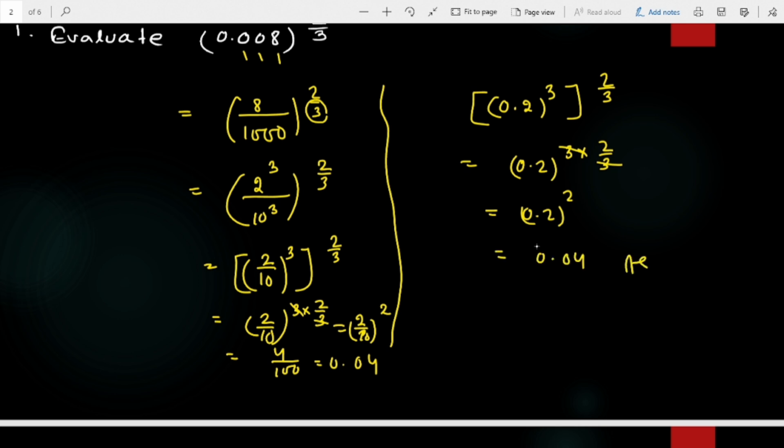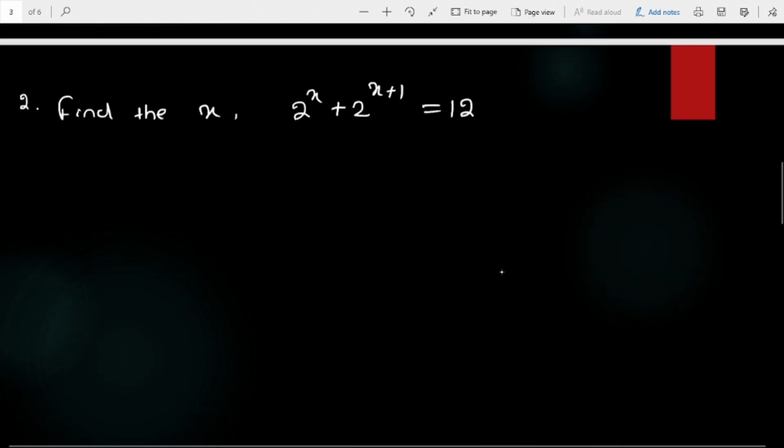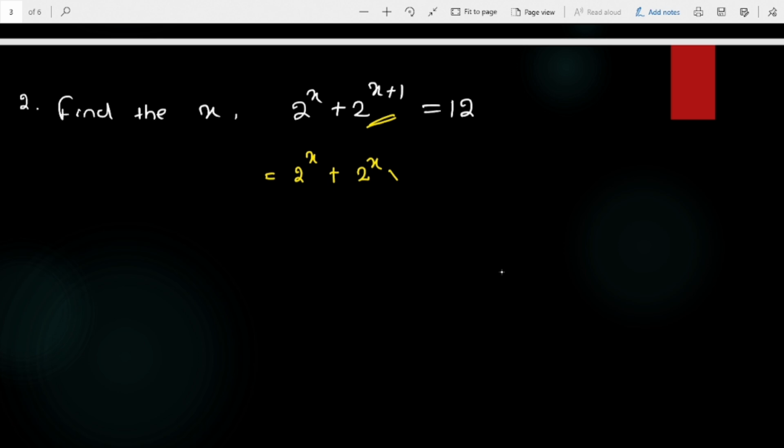0.04. Okay. Now next question: find the value of x if 2 to the power x plus 2 to the power x plus 1 equals 12. So how to solve? Now we know that we can write 2 to the power x plus, here we can write 2 to the power x into 2 to the power 1.